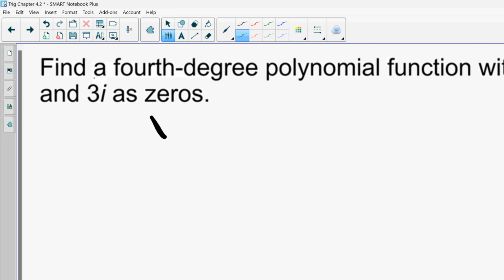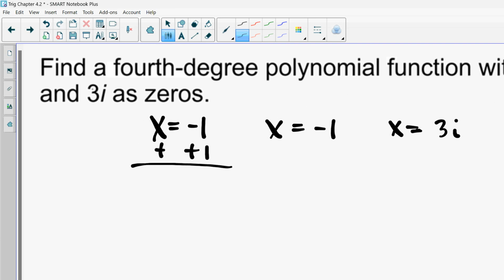Now, to do this, really the first main step, and kind of one of the steps they more or less skipped over, but it's kind of understandable, is setting it up kind of like this here. We're saying that x is equal to -1, x is equal to -1, x is equal to 3i, and x is equal to -3i. That's kind of what it's saying. Now, as we did on the other problem, we're going to get all of these equal to 0.